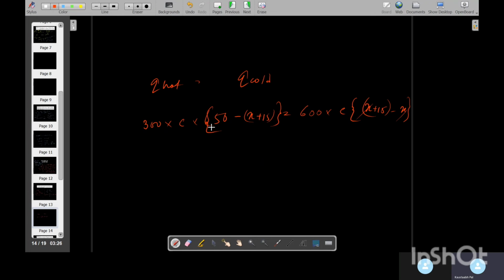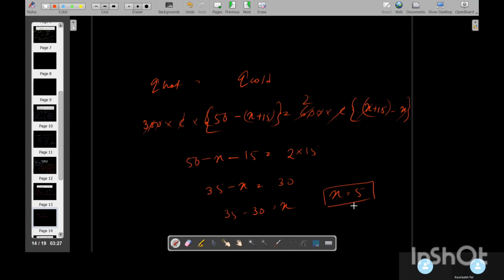So x gets cancelled from here, and 2 cc gets cancelled. So this is 15 minus x minus 15 equal to 2 into 15. So here 50 minus 15, 35 minus x equal to 30. So 35 minus 30 equal to x. So x equal to 5. Okay. Now everything was in Celsius as we calculated, so x equal to 5 degrees Celsius.